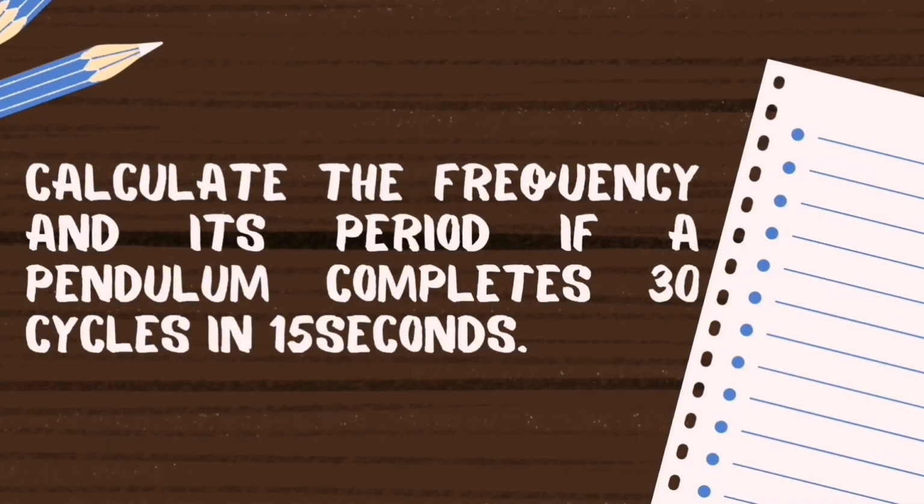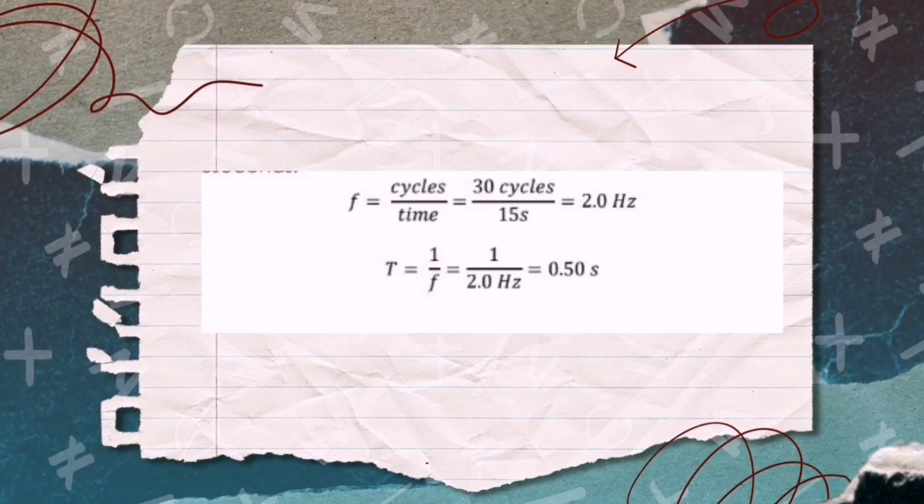Let's try an example. If a pendulum completes 30 cycles in 15 seconds, what is its frequency and period? Frequency is cycles divided by time. 30 divided by 15 seconds gives us a frequency of 2.0 Hz. The period is the reciprocal of the frequency. 1 divided by 2.0 Hz gives us 0.50 seconds. That's how long it takes for one complete swing.